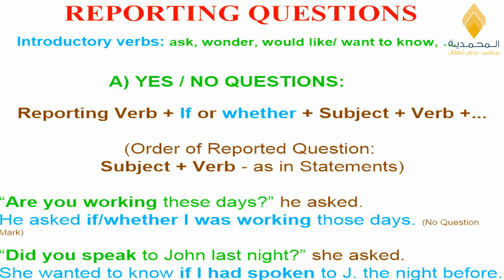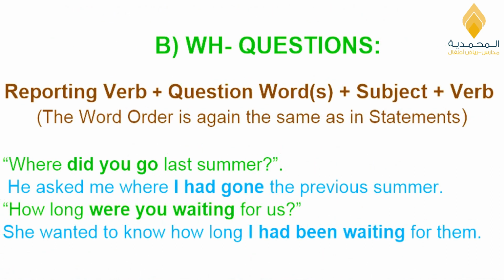"Did you speak to John last night?" She asked. She wanted to know if I had spoken to John the night before. The WH questions: reporting verb plus the question word plus the subject plus the verb. The word order is again the same as in the statements. Example: "Where did you go last summer?" He asked me where I had gone the previous summer.